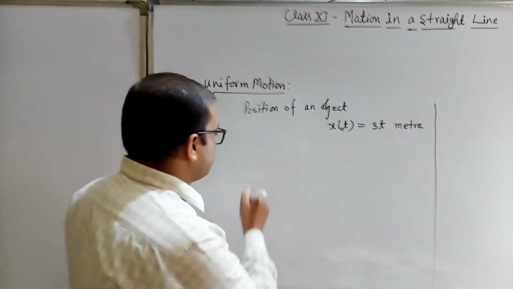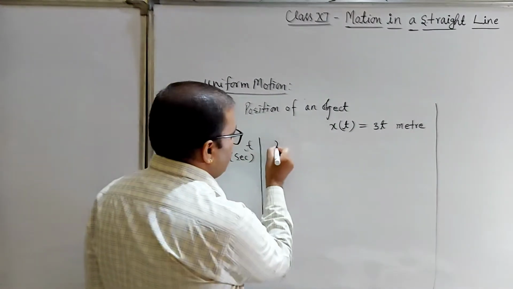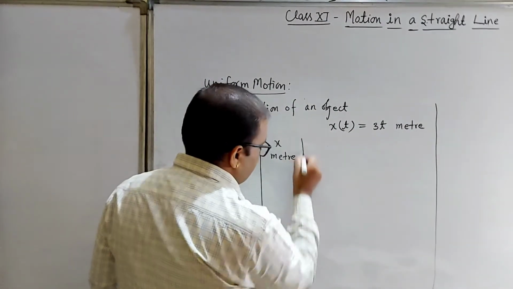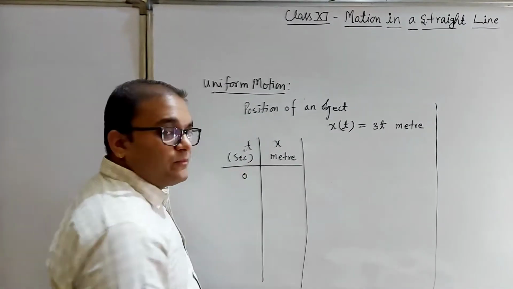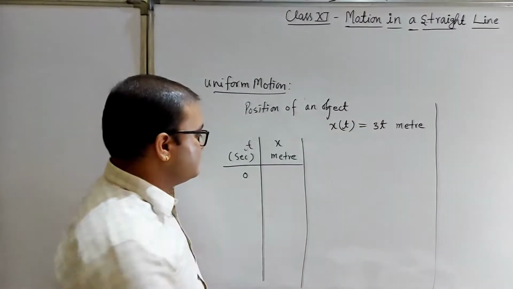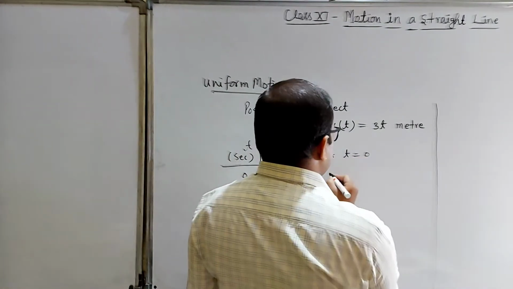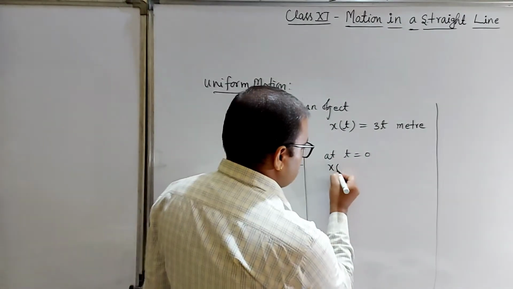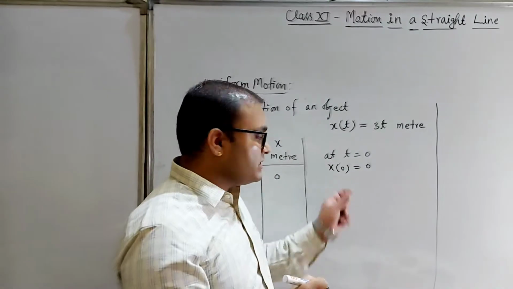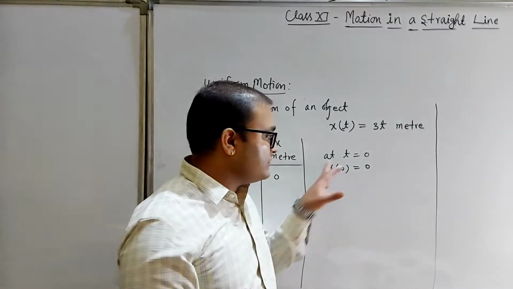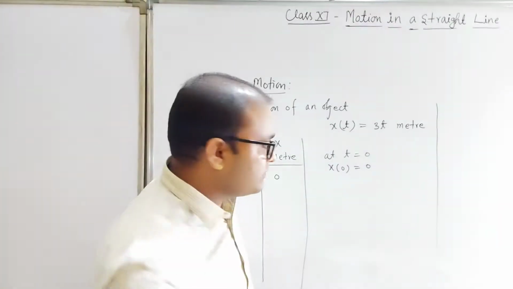Here we can make a table, t in second and x in meter. Then t equal to 0. At t equal to 0, we will write the position of the object as x(0) equal to 3 into 0, that is equal to 0. x(0) does not mean x multiplied by 0 equal to 0. No, it means the position of an object at time t equal to 0.